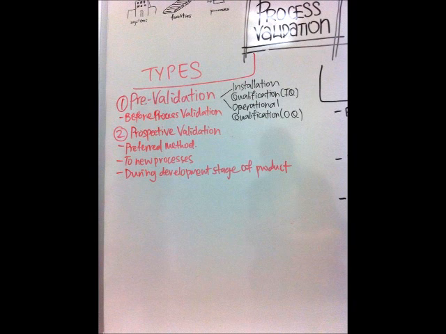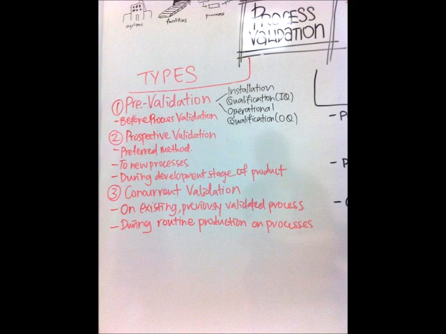Oh, okay. How about concurrent validation? Well, concurrent validation is done during routine production on processes. It is considered acceptable for processes with a testing history indicating consistent quality production. It is feasible when non-destructive testing is adequate to verify that products meet predetermined specifications and quality attributes. It is normally conducted on an existing, previously validated process.